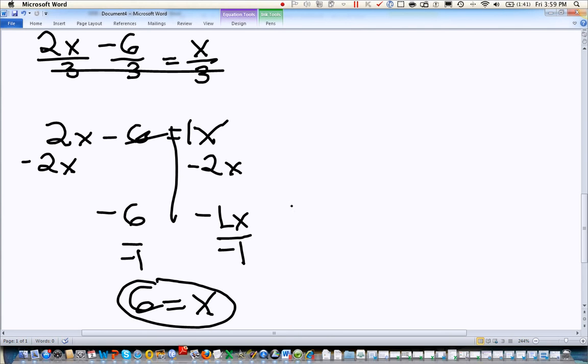Again, you can go back and check. You're actually going to use the same method you used before by filling in the 6 for x and making sure both sides of the equation do turn out equal. If they don't turn out equal, you got a problem and you do want to go back and reevaluate your math.